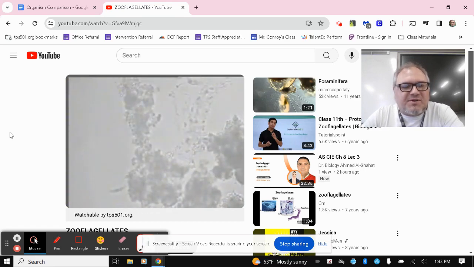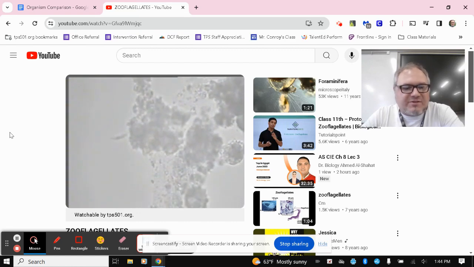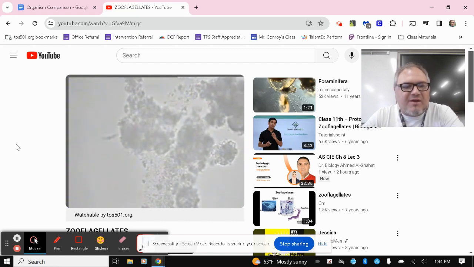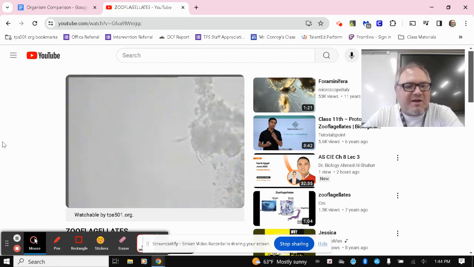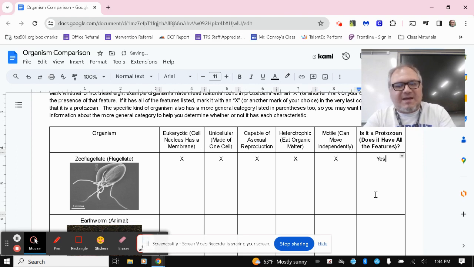So again, if you're uncertain about whether or not something can move on its own, you can search for whether or not it's motile, but looking at video evidence like this is also a really great way to see, okay, here's the movement and what it looks like. So I'll exit out of that. So again, we can confirm it is motile. So is it a protozoan? Does it have all the features? We can either put the mark there to say yes, it does, or we can type in yes. Either option is fine.